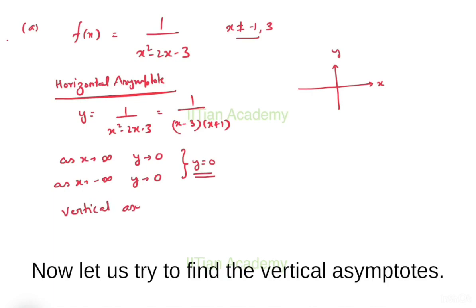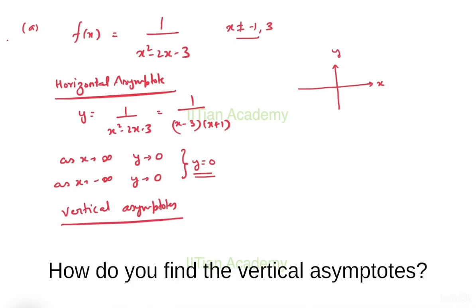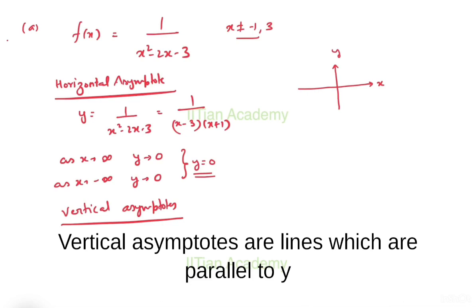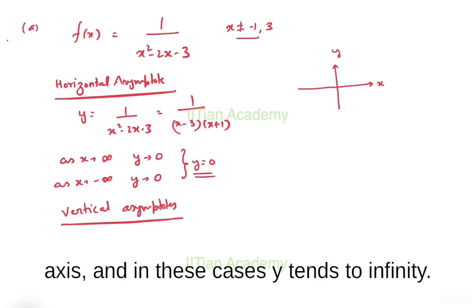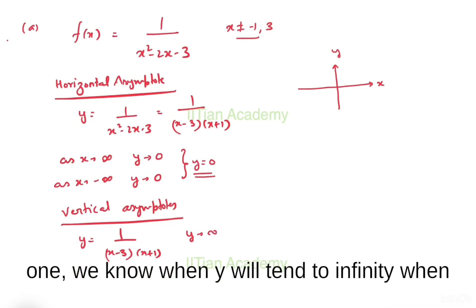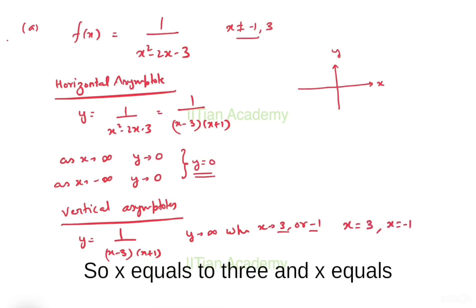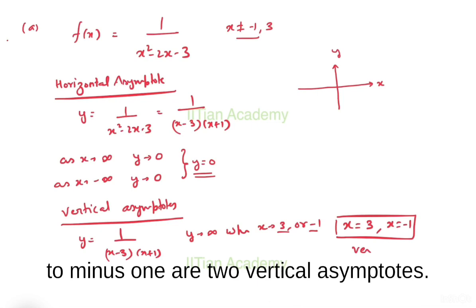Now let us try to find the vertical asymptotes. How do you find the vertical asymptotes? Vertical asymptotes are lines which are parallel to the y-axis, and in these cases y tends to infinity. So for the given function, x minus 3 times x plus 1, we know y will tend to infinity when either x tends to 3 or minus 1. So x equals 3 and x equals minus 1 are two vertical asymptotes.